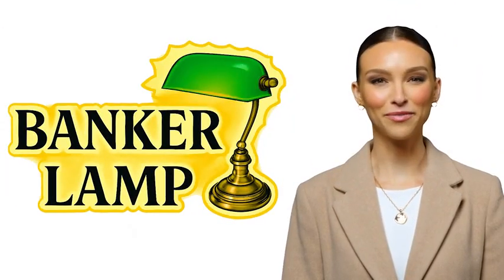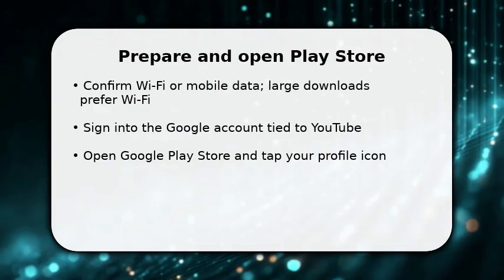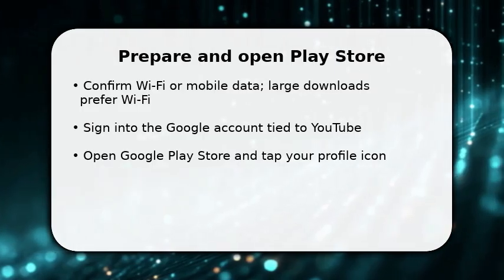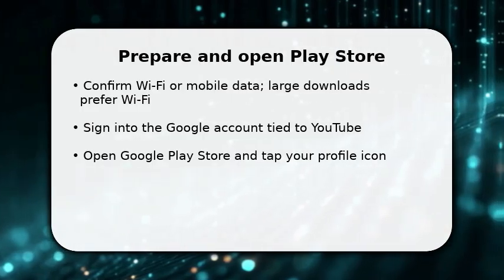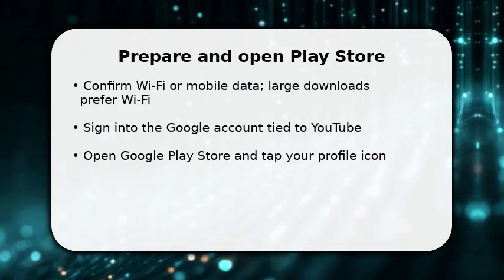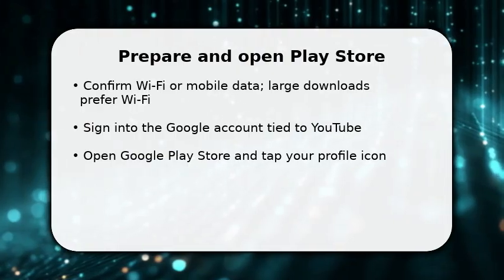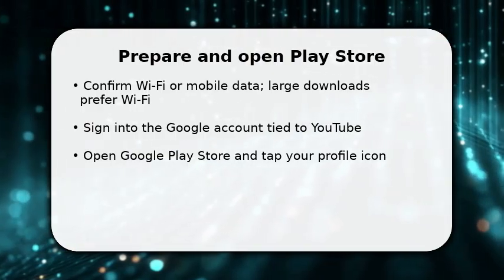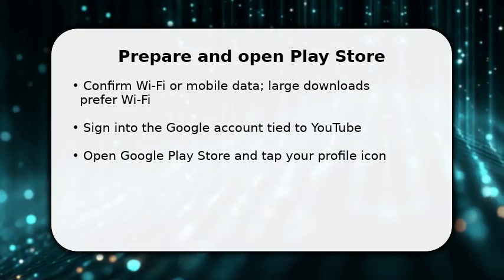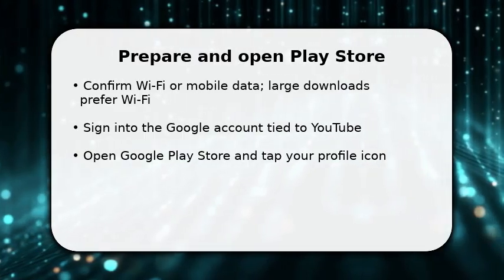Please enjoy the video. You start by ensuring a stable connection and the correct Google account. This avoids partial downloads or mismatched app versions. Once connected, open the Play Store and tap your profile icon at the top right. You do this because app updates are managed per account and device. Failing to pick the right account can block updates.